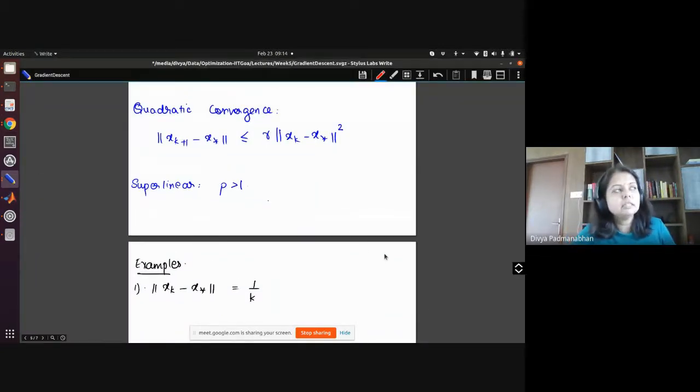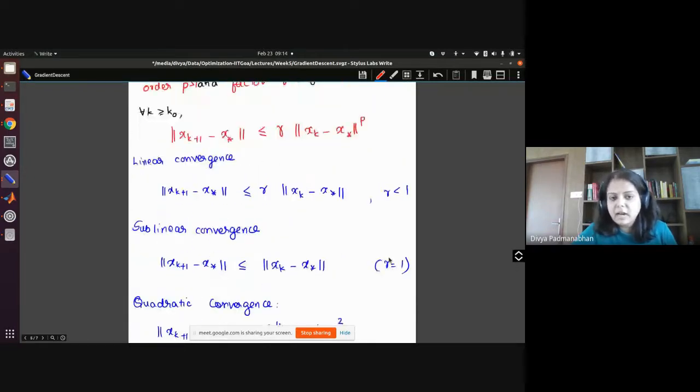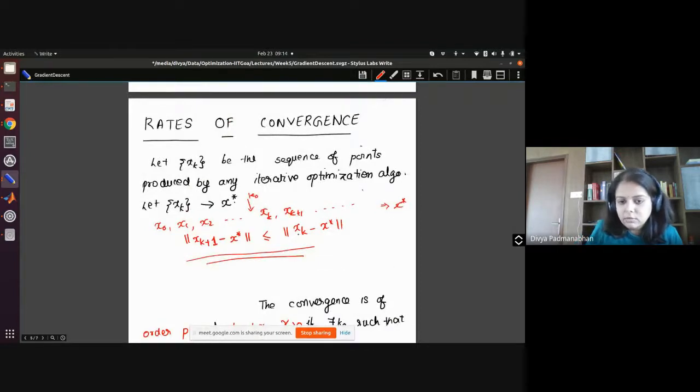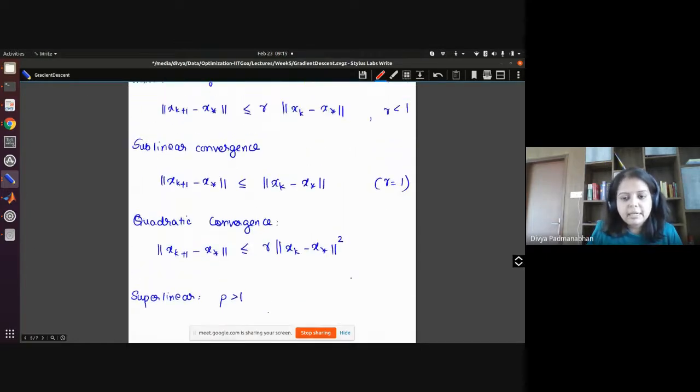So the reason for this is, initially you might start off very far. All these things make sense when these values are themselves small, right? So for example, if you take this quadratic convergence, suppose xk minus x star, this norm, is 0.1. Then in the next step, what you're doing is the square of this, so 0.1 squared, that's 0.01. So you are less than 0.01 if gamma is 1.